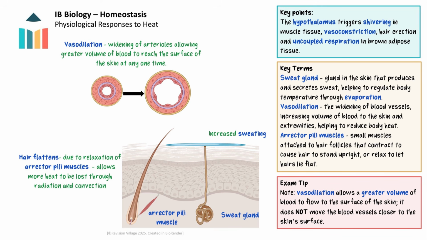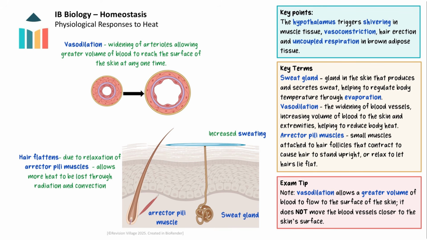It is important to note that vasodilation does not move blood vessels close to the surface. It simply increases their diameter to allow more blood to flow. At the same time, erector pili muscles relax, causing hairs to lie flat. Without an insulating layer of air, more heat escapes from the body surface.